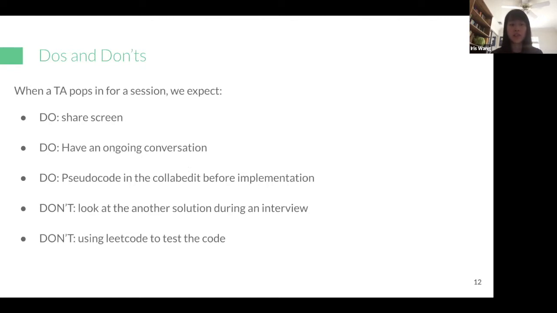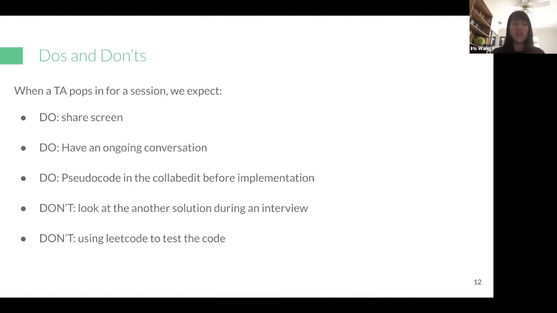When a TA pops in the session, we expect that you are sharing your screen, so that we can quickly jump in and see how far you're making it, and we can help out if we see that you need help. We expect that there's an ongoing conversation. In the past, I've jumped into rooms and it's been dead silent, and generally I expect that there's a consistent conversation going on. I also will go into rooms and ask, if I don't see pseudocode, why there isn't pseudocode in your code pad. I call it collab edit there, but yeah, I really do expect pseudocode there before implementation.